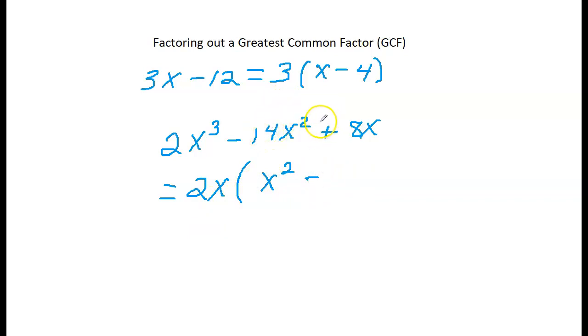Now, if I take 14x squared divided by 2x, 14 divided by 2 makes 7. X squared divided by x, you just subtract the exponents. 2 minus 1 is 1, so I have x to the first power. And then I write down the plus sign. And then I take 8 divided by 2. It leaves me with 4. And then x divided by x, well, anything goes into itself once. 4 times 1 is just 4. So I close off my parentheses. And there you have it.